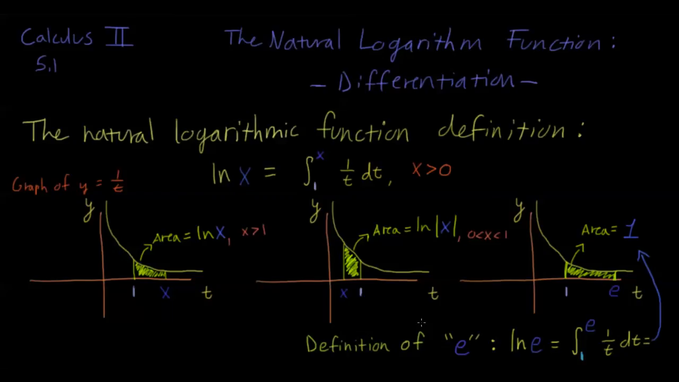Now, we also have the definition of e, the number 2.71828, etc. Its definition is that the natural log of e is equal to the integral from 1 to e of 1 over t with respect to t, and that turns out to be 1. So the area underneath the curve y equals 1 over t, from 1 to e, is equal to 1. Those are just basic definitions for the natural log and for e.